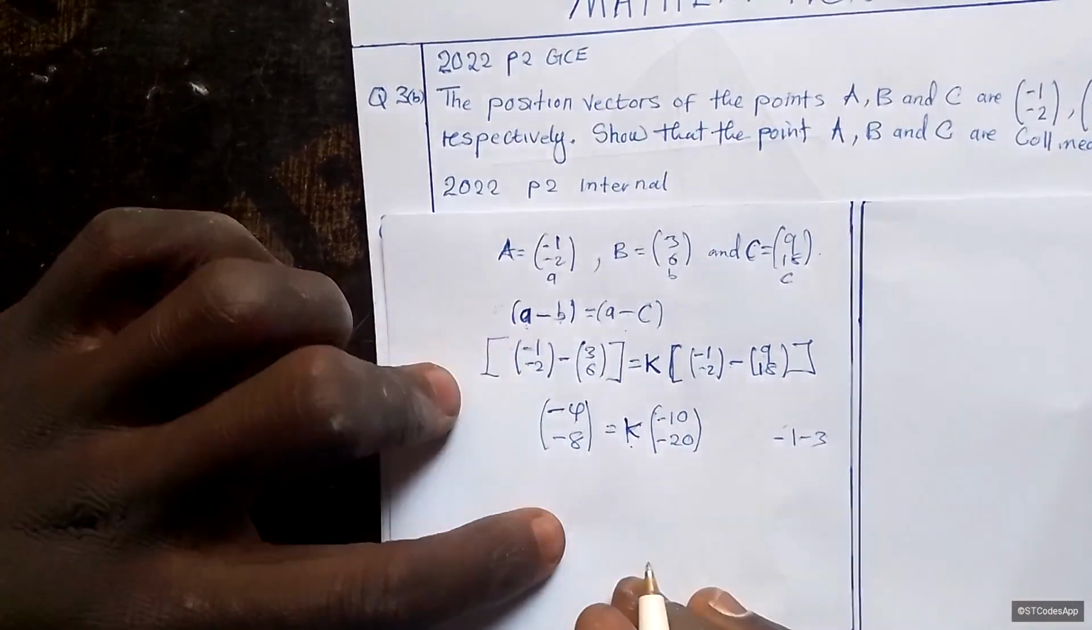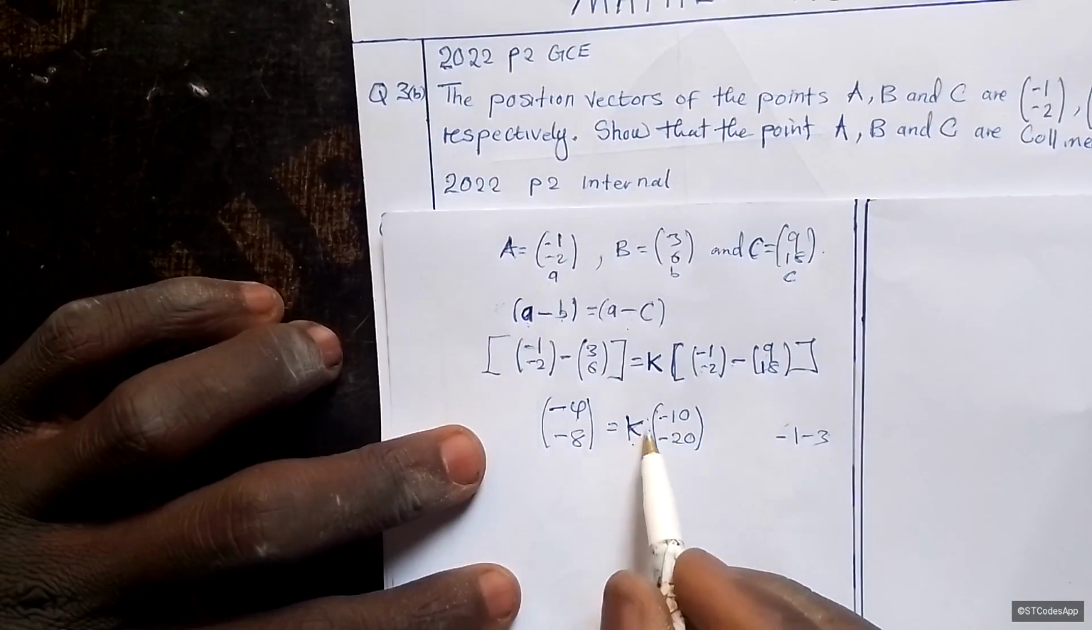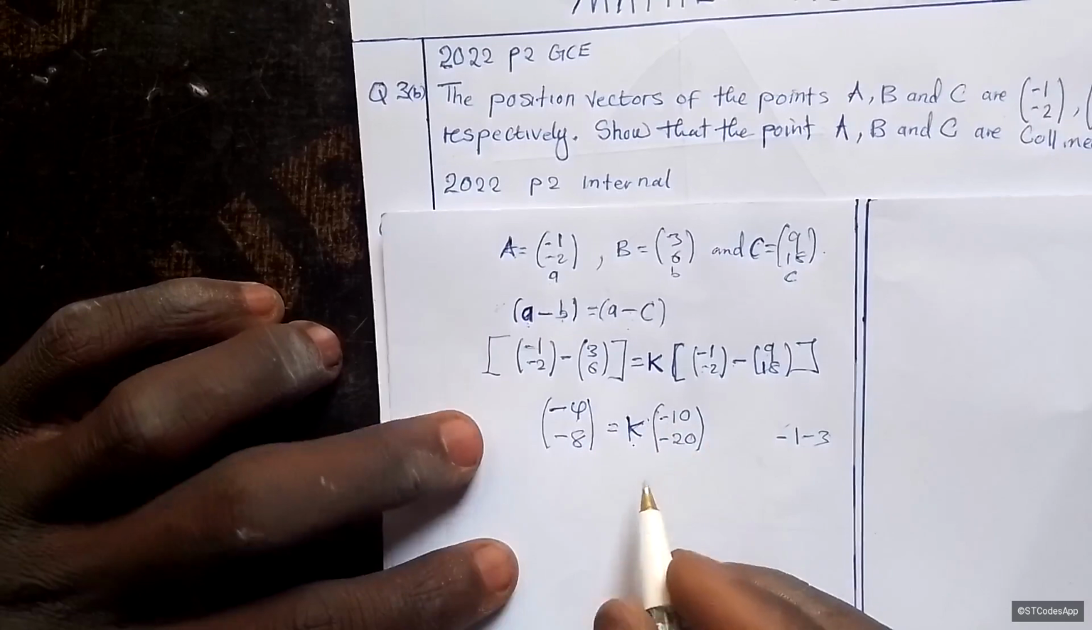20. Then from there, since this one is a scalar, it is going to multiply with everything inside the brackets.